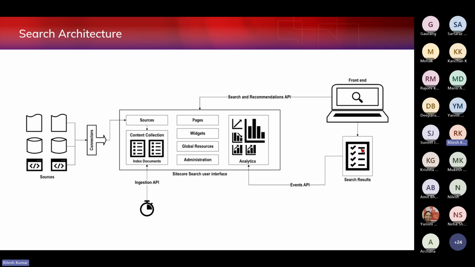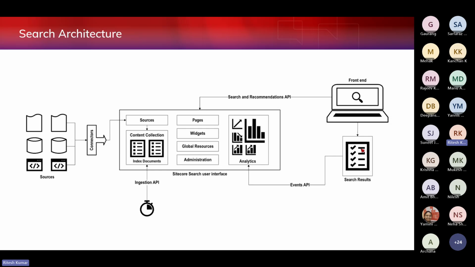So if I start explaining this, for example, this is the front end. Anyone who looks for any information on the site enters a search keyword. That search keyword invokes an endpoint API, right? So the search and recommendation API hits the Sitecore search engine, right? And that is where all the indexes get managed.